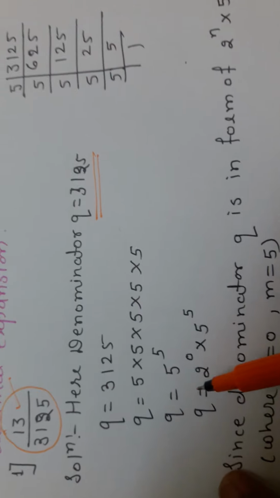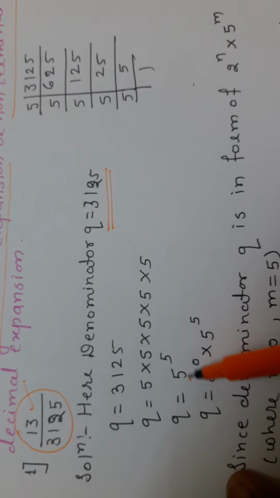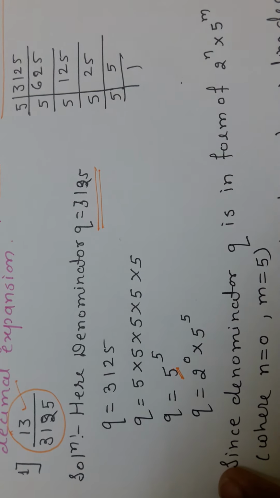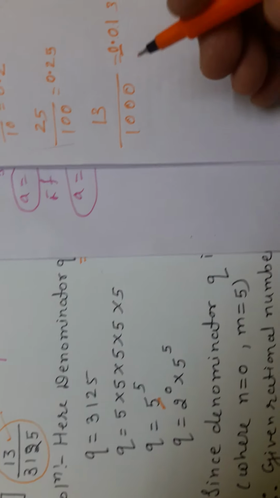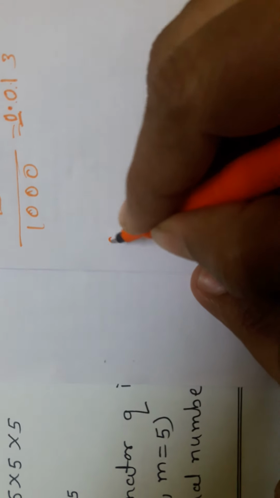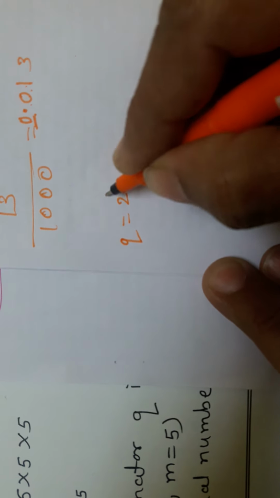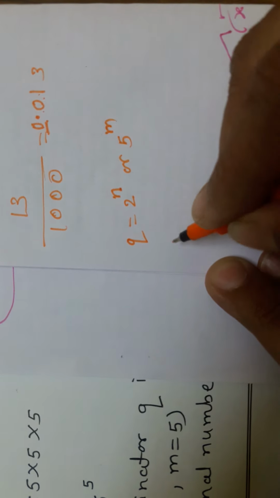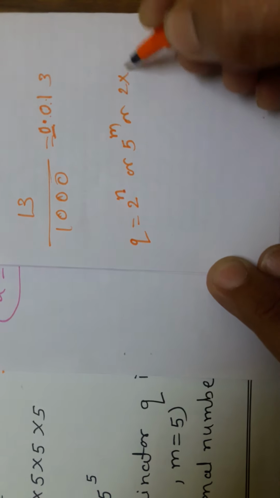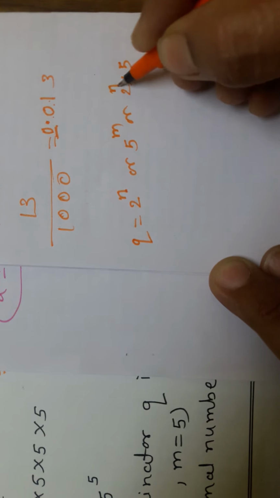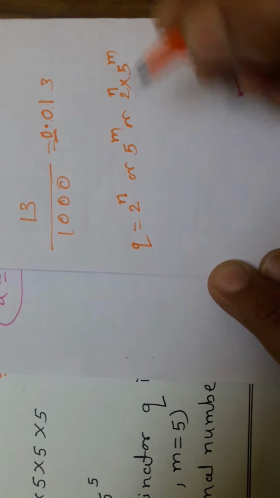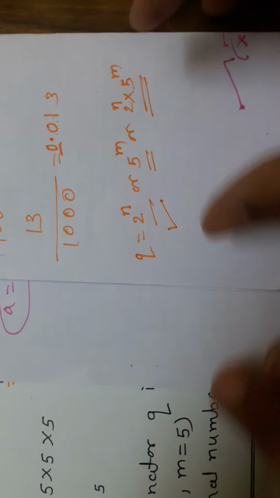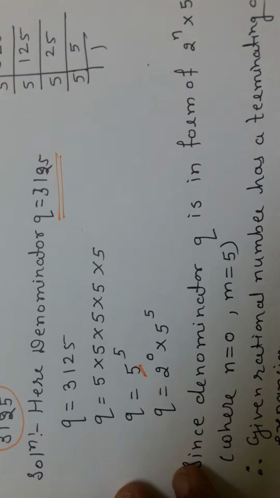Means here we will get q, that is, the denominator is in the form of 5 raised to the power 5. Here, if we want the decimal expansion to be terminating, q is required to be in the form of only 2 raised to the power n, or 5 raised to the power m, or 2 raised to the power n into 5 raised to the power m. Out of the 3 conditions, if 1 is there, then it has a terminating decimal expansion.